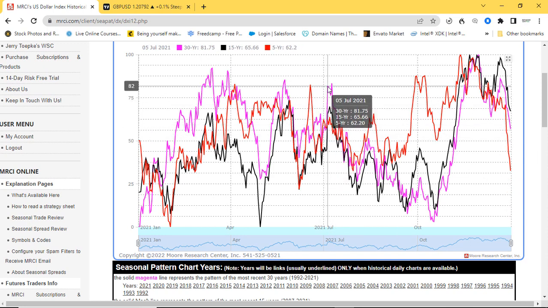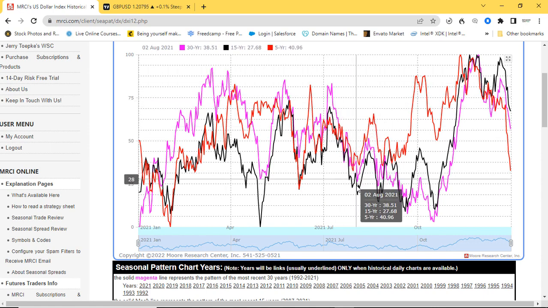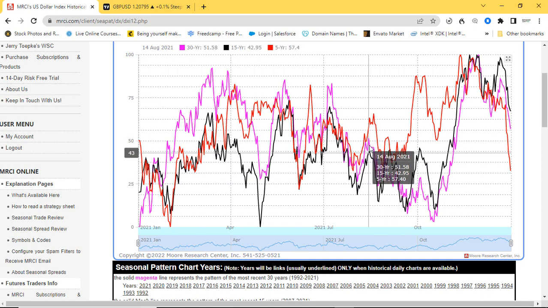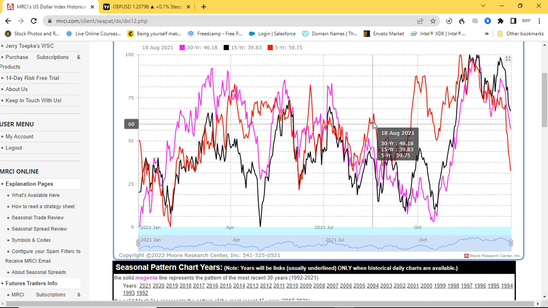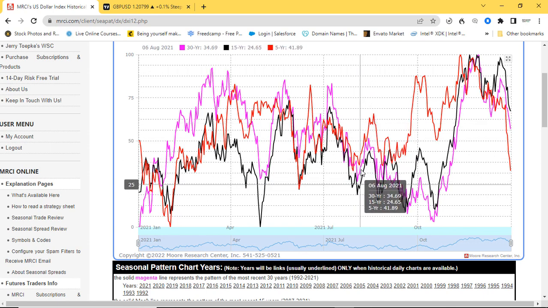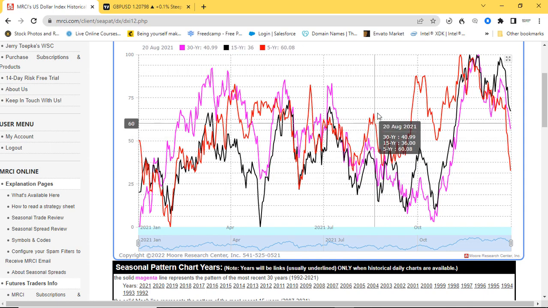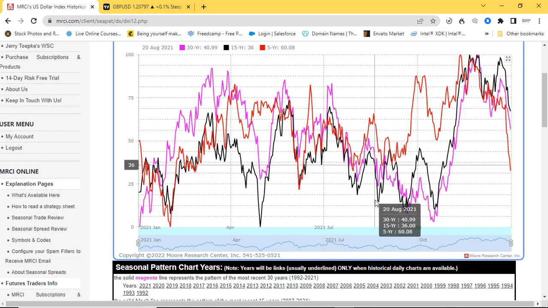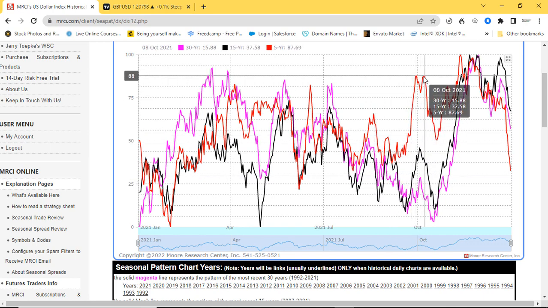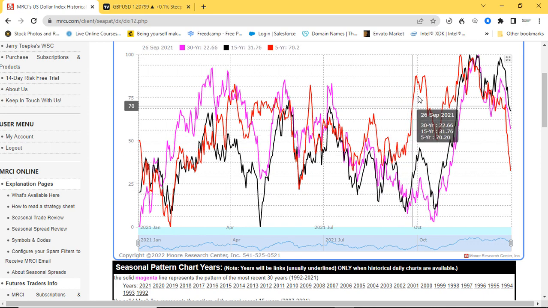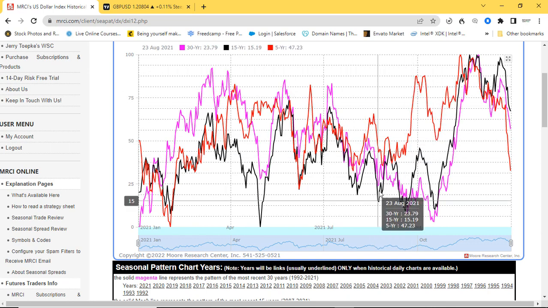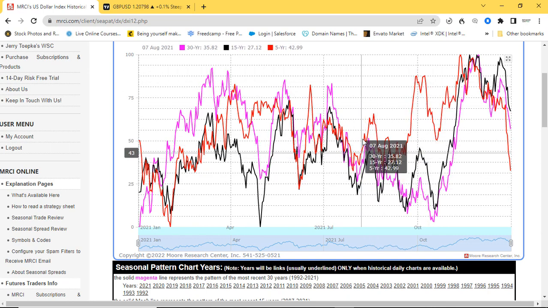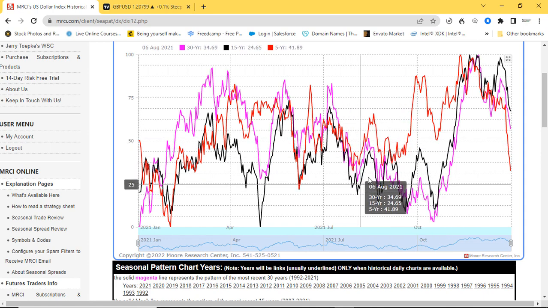Now, July, August. So for the month of August, it's not as much of a surge, but it is kind of a surge. But between August and September, over the last 5 years, you're looking at a bull run between August and September, right? But over the last 30 years, it's been bearish. So it's kind of mixed here.